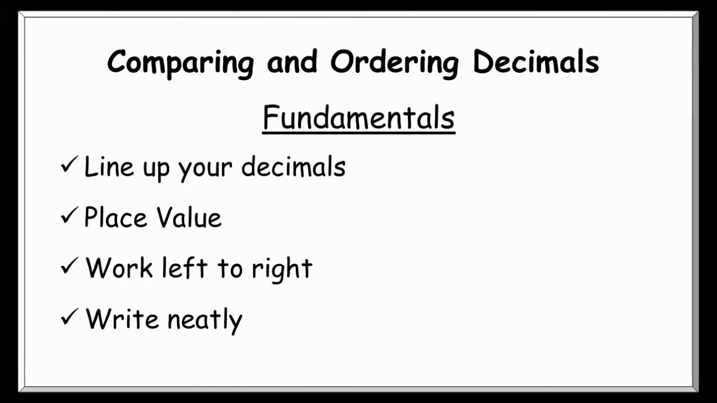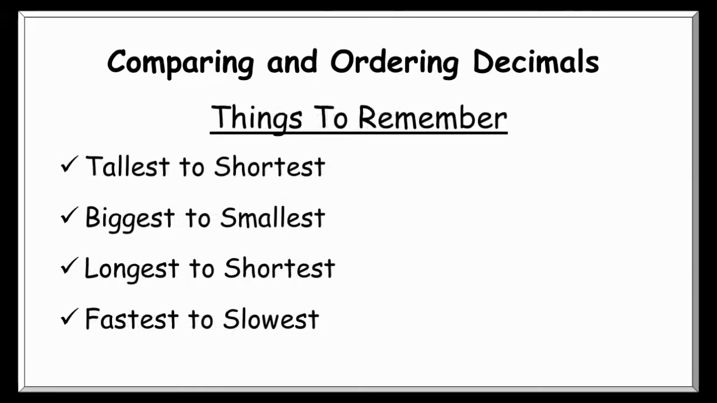Now, some key things I want you to keep in mind when you're actually comparing and ordering decimals is they're not always going to present it as greatest to least or least to greatest. There are other variations in which they're going to present it to you. They may say tallest to shortest, or shortest to tallest, biggest to smallest, longest to shortest, or fastest to slowest.